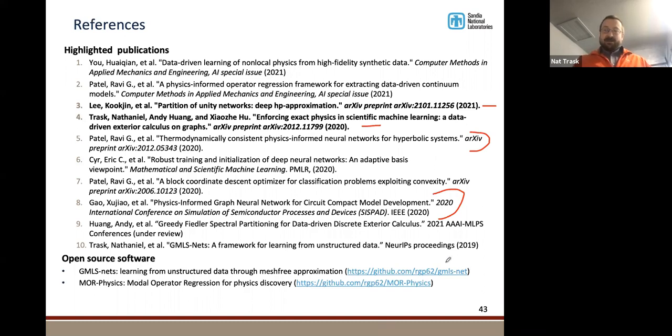I didn't have time to get into this other work that our group's doing. We also have some codes that we're supporting. One basically for doing scientific machine learning on unstructured data. Think convolutional networks, but you're not stuck on a Cartesian grid. I actually have a talk about this on YouTube if you search for GMLS-nets, if that's something you're interested in. Also, this other framework for extracting physics models from data.